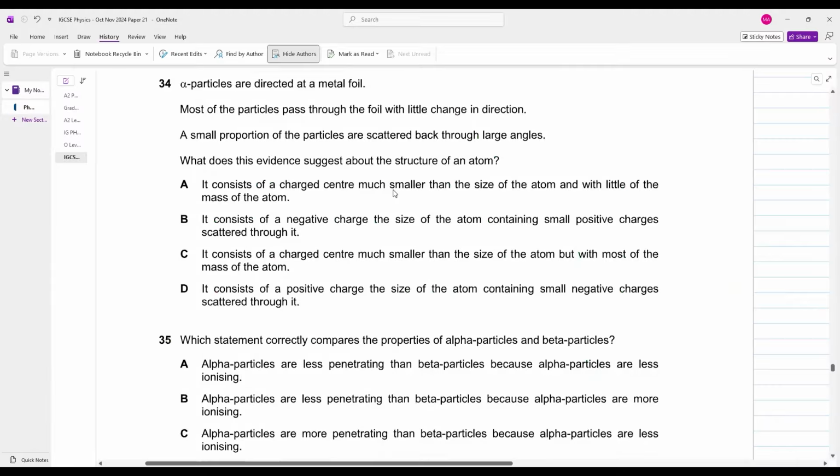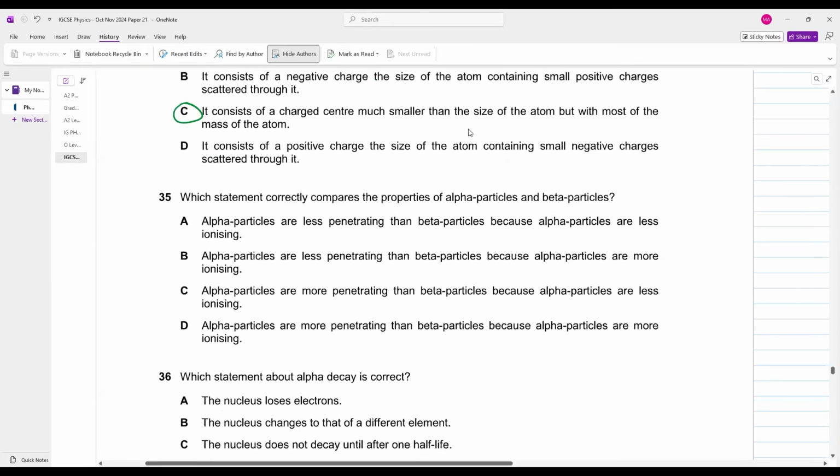Alpha particles are directed at a metal foil. Most of the alpha particles pass through the foil with little change in direction. A small portion of the particles are scattered back through large angles. What does this evidence suggest about the structure of an atom? Structure of an atom के बारे में क्या suggest कर रहा है? It consists of a charged center much smaller than the size of the atom, but most of the mass of the atom. C is your answer.